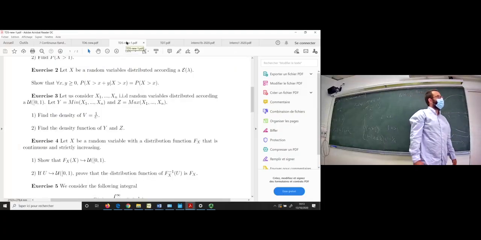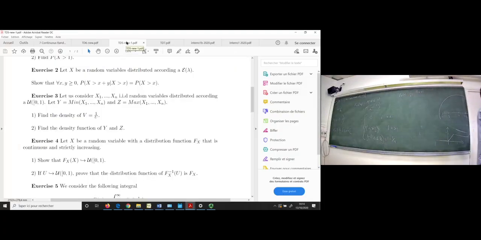So, if you remember an exercise we have already done together, now in the second question of exercise 3, I am interested in the minimum and the maximum. Okay, so I have independent uniforms on the interval 0, 1. Now I am interested in the minimum of all of them and the maximum of all of them. Okay? We have already done an exercise concerning this topic. Okay?